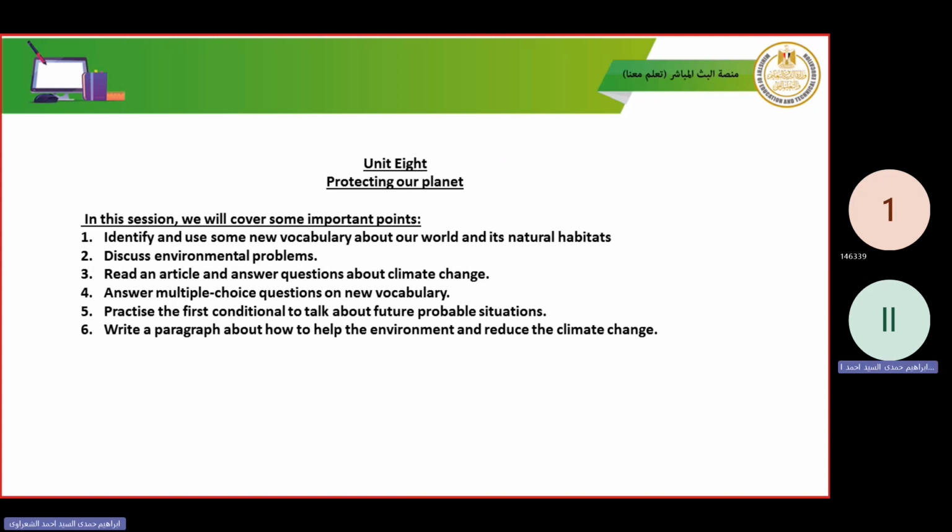طيب, the second point برضو we are going to discuss some environmental problems ونحاول برضو together to think of solutions to these problems. طيب, a third point that we are going to tackle is reading an article and answering questions about climate change. وأظن إن this is يعني the most crucial issue these days, the climate change.